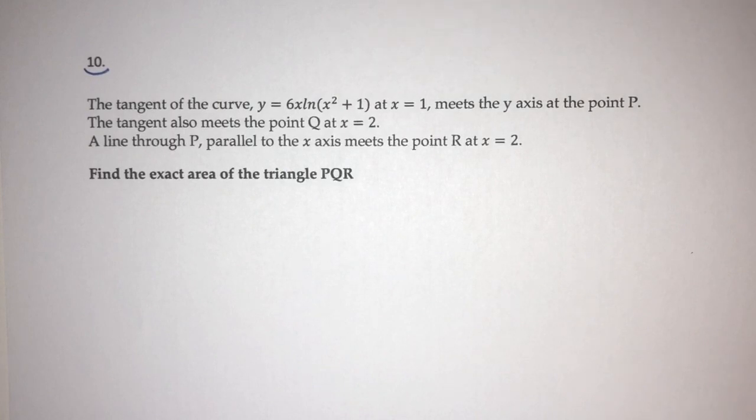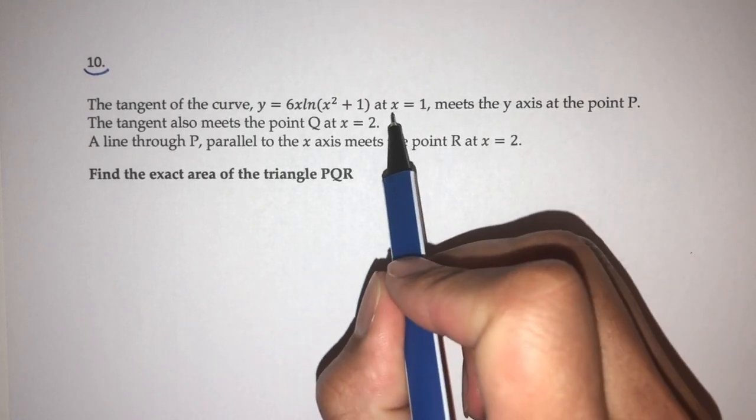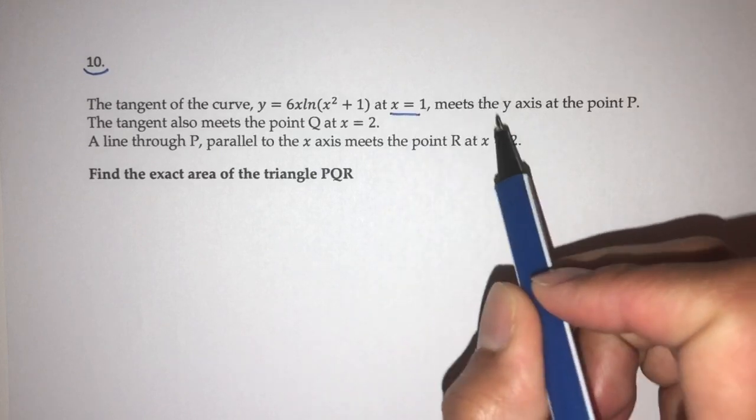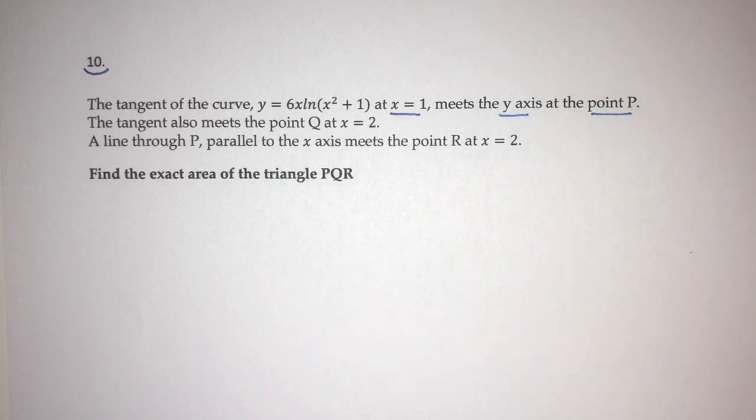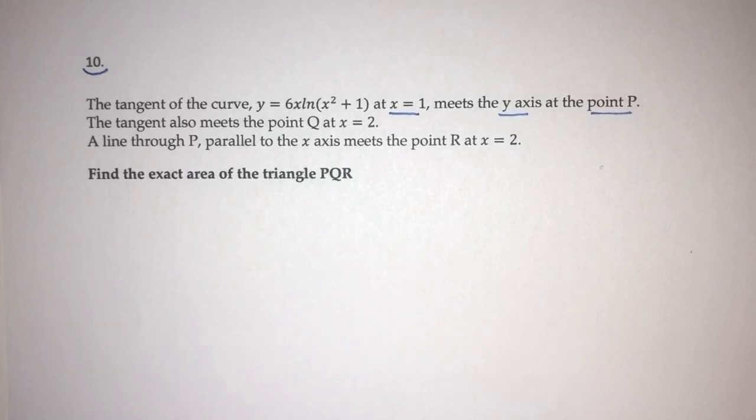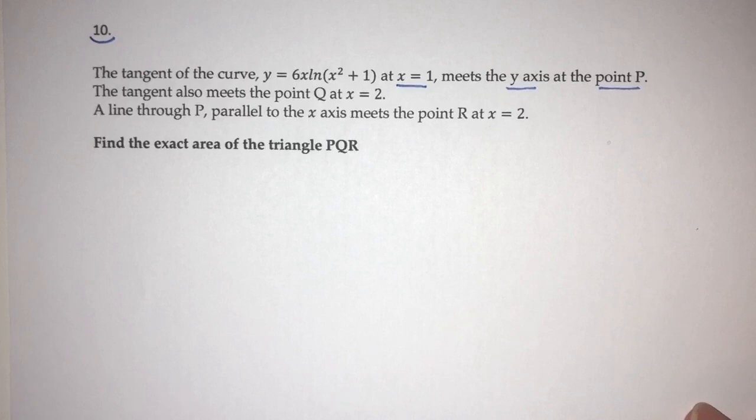So here we have what? We have a tangent of the curve y at x equal to 1. It meets the y-axis at the point P. As you can see, there's a lot of information right here in the same sentence. It is kind of confusing. So whenever that happens, what do we try to do? We try to draw something to see what we have and what we can derive to find the answers in the end.